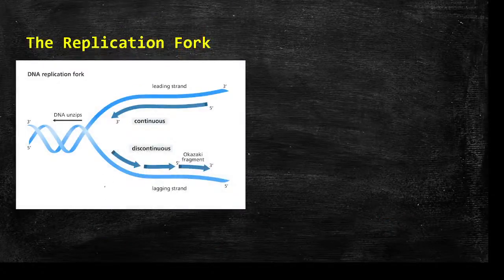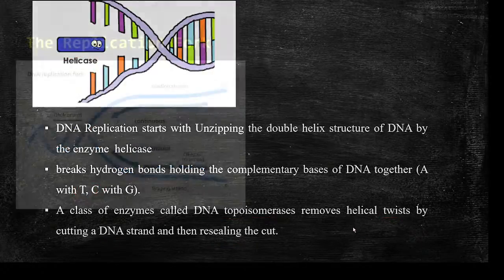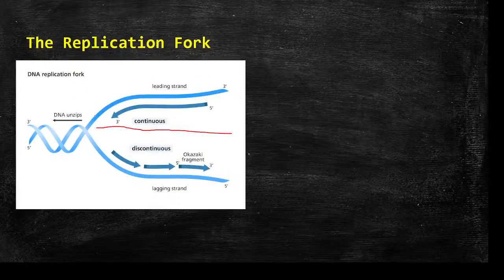So after this unzipping process, the DNA strand which has been unzipped and the helical twists are removed, that part is called a replication fork.